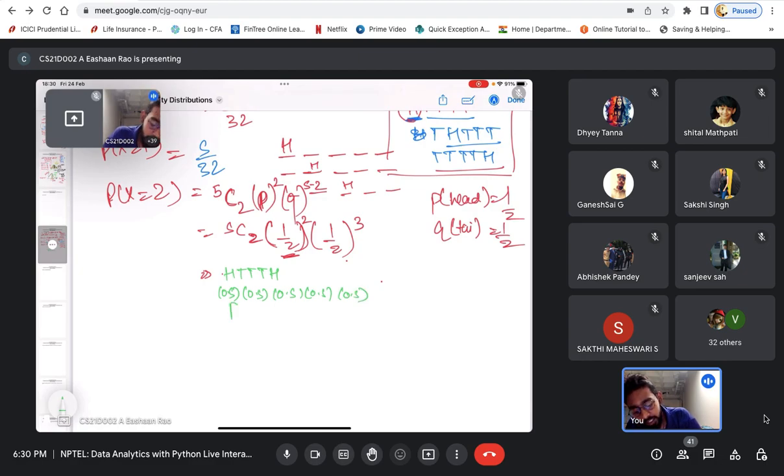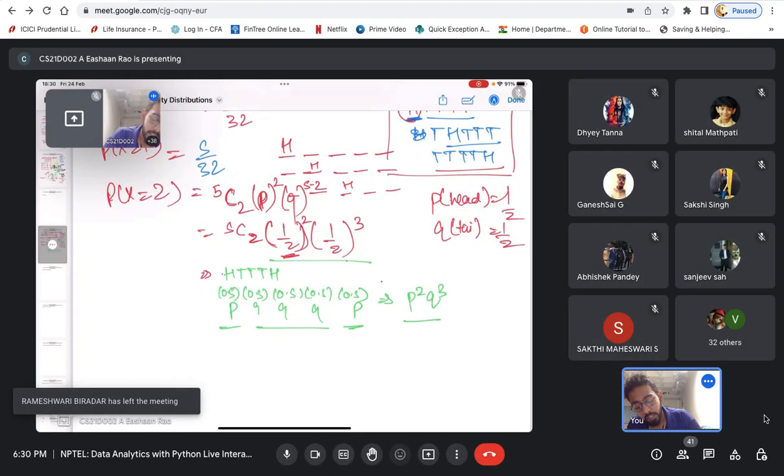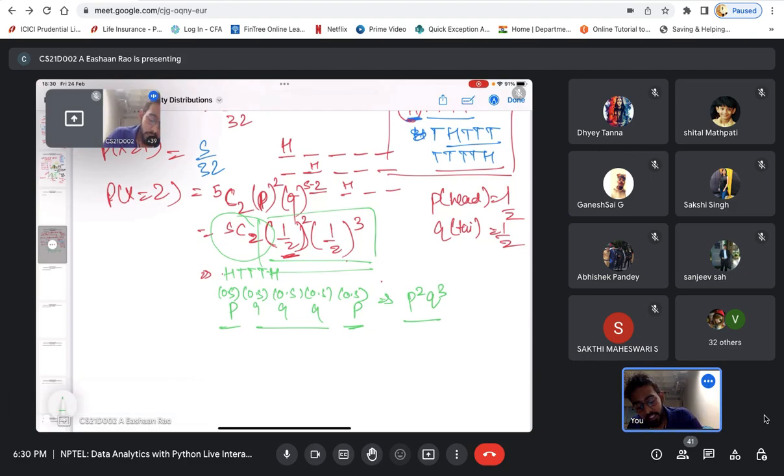Now this and this is P, first and last, and in between is Q. So if you observe this, it will be like P raised to 2 and Q raised to 3. Q has 3 times the same value, and P has 2 times value. So that's how we are putting it here. Similarly, this will be constant, and we have to change the 5C2 value, that is the number of times the position can be changed. Now this H can be positioned in these five positions in multiple ways. So for that we are calculating it using the 5C2 value.